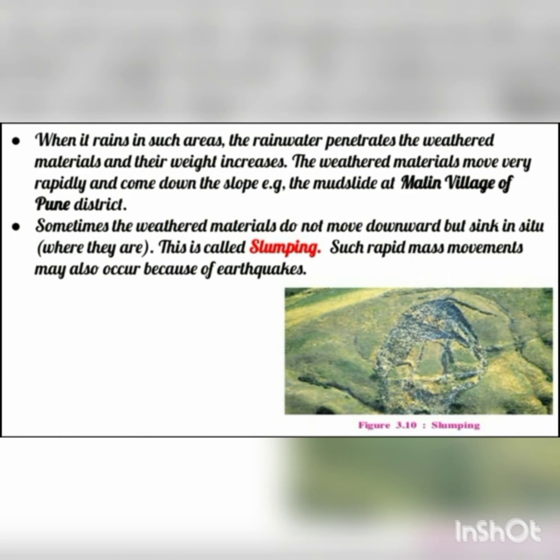Sometimes the weathered materials do not move downward but sink in the same place where they are. This is called slumping. Here a picture of slumping is shown: sometimes the weathered material does not move downward but sinks and gets pressed down right there.